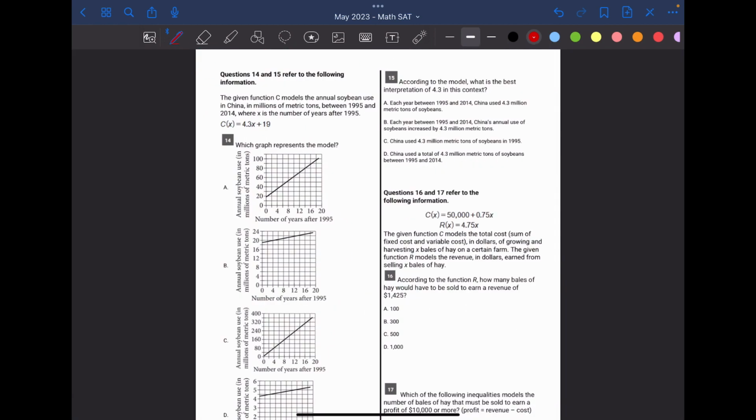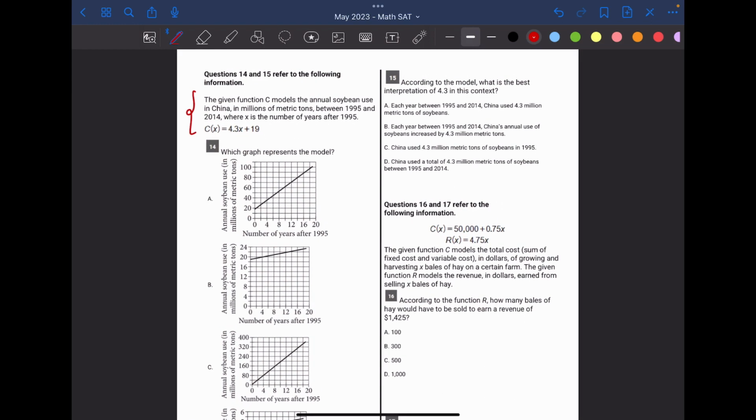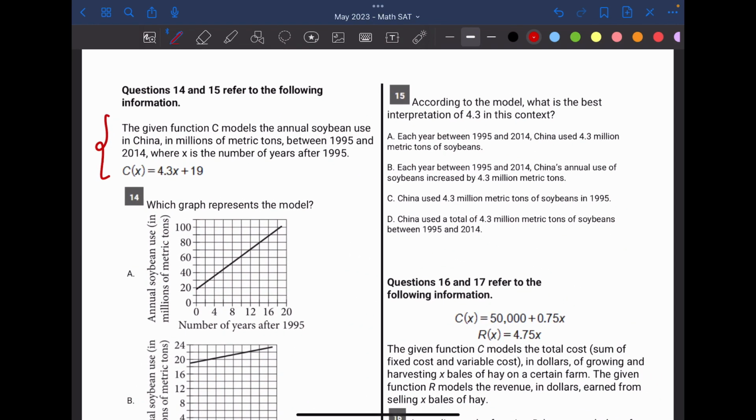Questions 14 and 15 refer to the following information that we have here. It says the given function C models the annual soybean use in China in millions of metric tons between 1995 and 2014. So 1995 would be over here. And then it says number of years after 1995. So you'd add about 19, and this would be at 2014. It's a different way of showing a graph, but it's the exact same thing. And this would be the function C that is graphed over here.